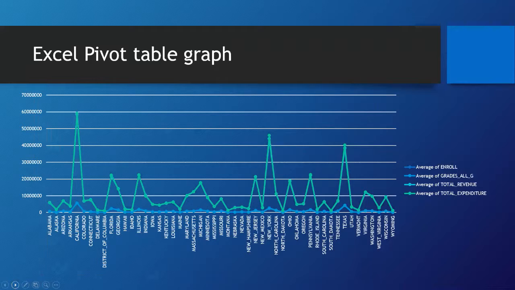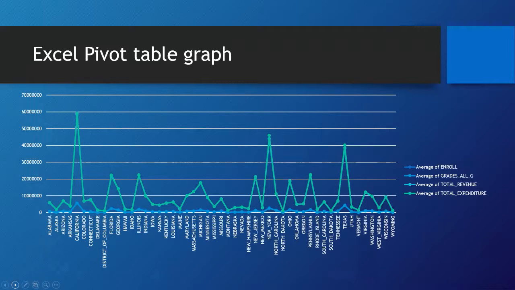On this graph, this portion of the slide, we decided to add a little bit of Excel pivot table to find the relationship between the average enrollment for each of the states for the overall time, the average of the graduating students, the total revenue that was generated by each of the states, and also total expenditure for each of the states.